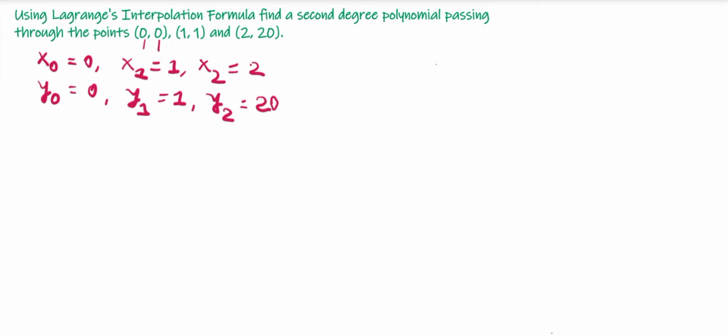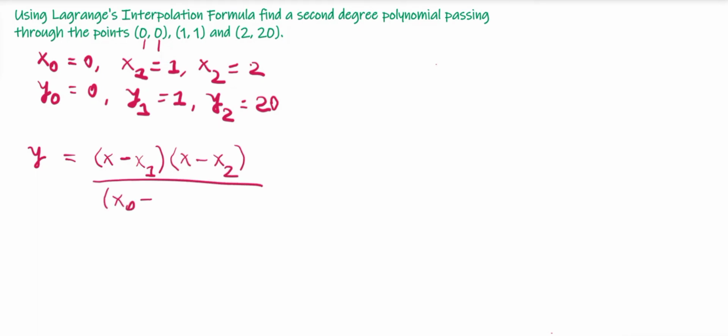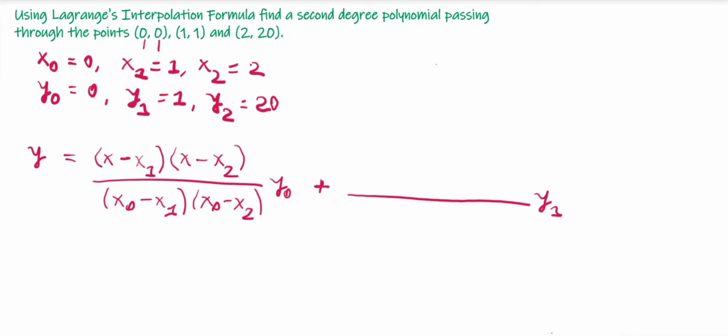Again we'll write the formula and then we'll input the values in our formula. So y will be equal to, as the first term is multiplied by y0, you can either start from the numerator or from the denominator. I have already shown you the trick. As the first term is multiplied by y0, so in the denominator we'll have x0 minus x1 into x0 minus x2, and in the numerator we'll have x minus x1 into x minus x2.